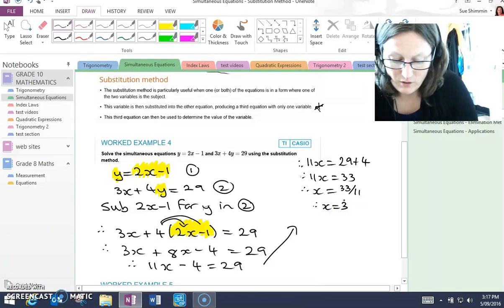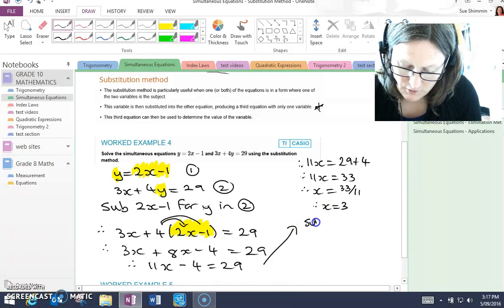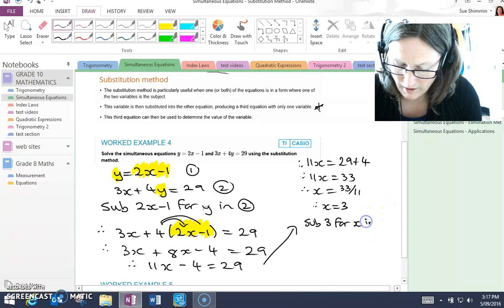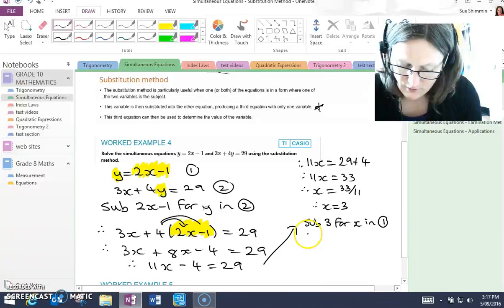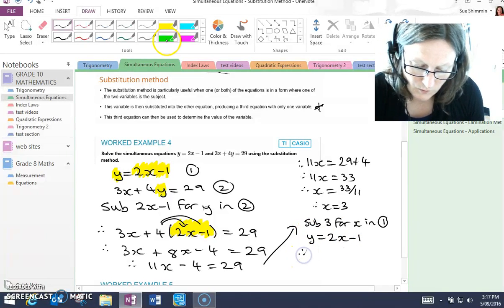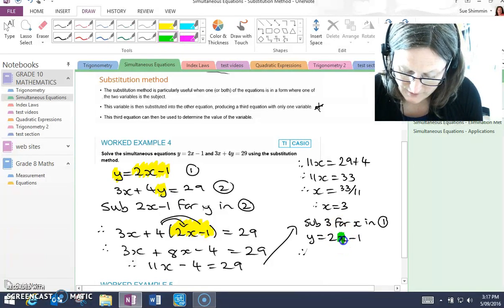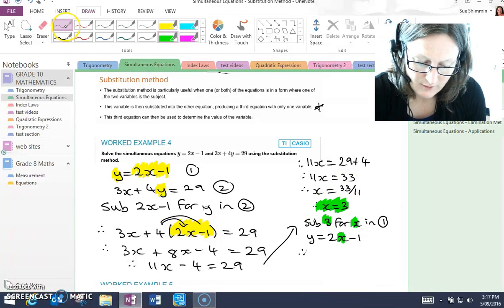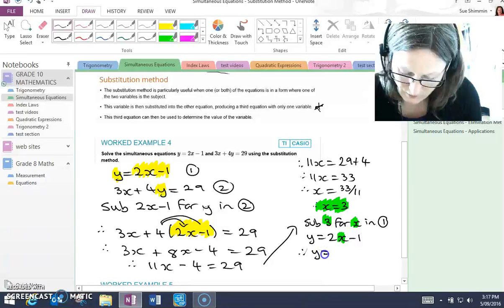We've found x. What we then do is we substitute 3 instead of x. And you can choose which equation you do it in. I'm going to choose equation 1 because I think that looks easier. So I write out equation 1. And where I see x, I'm going to put 3, because we found that x is 3. So y is equal to 2.